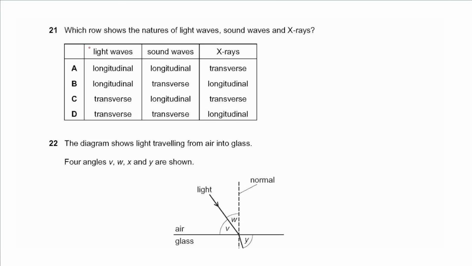Question 21 says which row shows the natures of light waves, sound waves, and X-rays? That would be longitudinal or transverse. Light waves are transverse, sound waves are longitudinal, and X-rays are transverse. So the common one here is C.